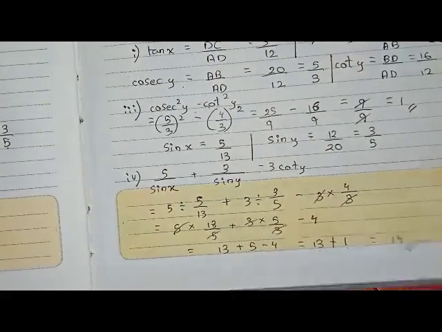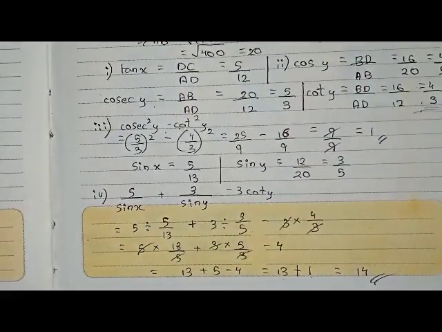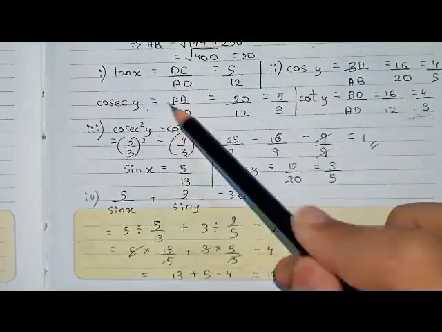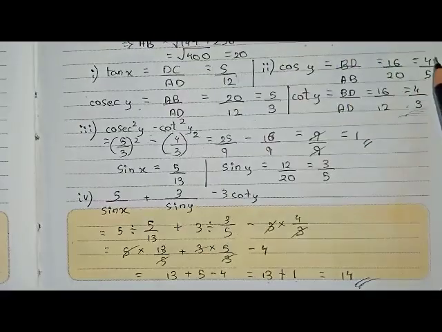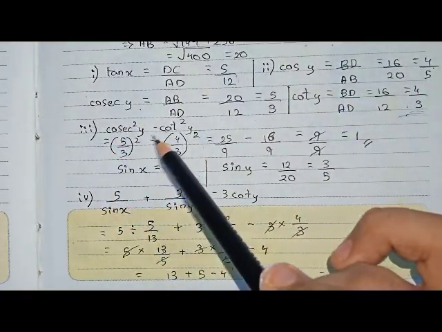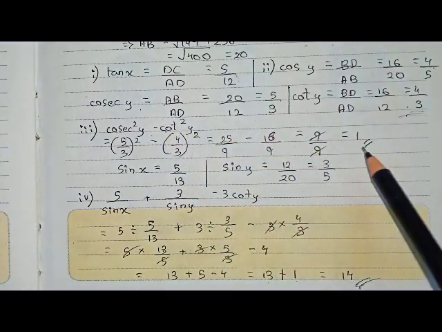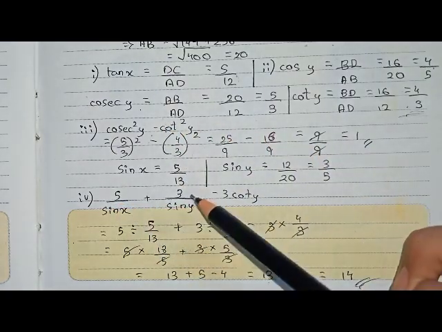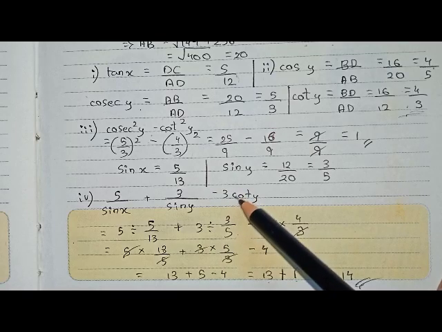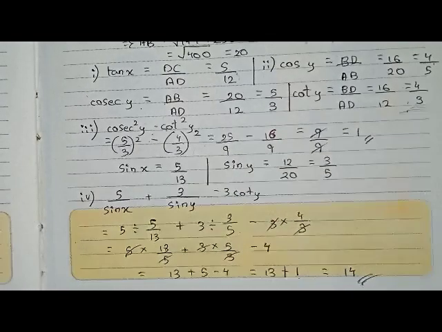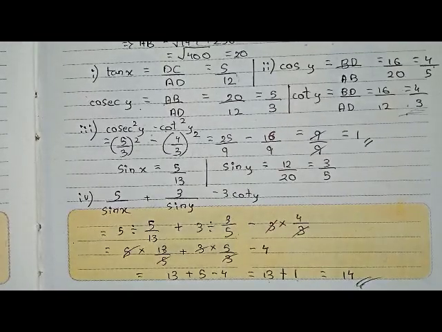So 14 is the final answer for this question. So the answers for this question are: tan x is 5 by 12, cos y is 4 by 5, cosec square y minus cot square y is 1, and 5 by sin x plus 3 by sin y minus 3 cot y is equal to 14. So let's move on to our next question.